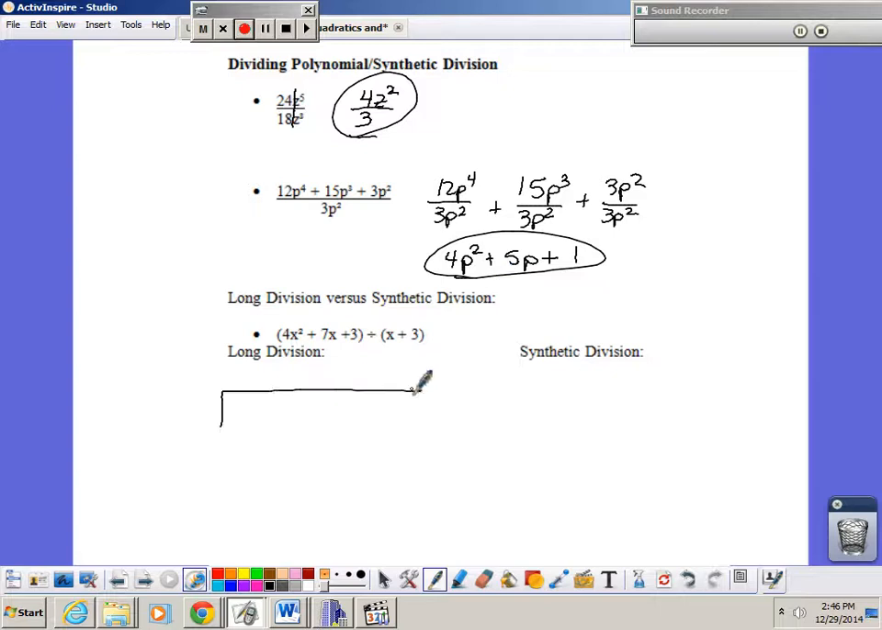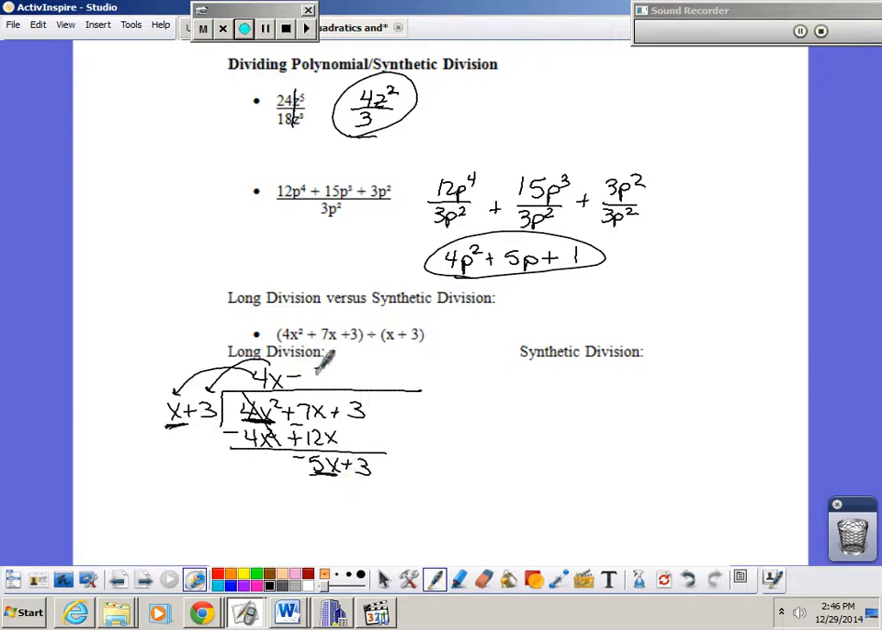Long division, you put the dividend inside, divisor on the outside, and you want to make this look like this. So I need a 4x. 4x times x is 4x squared. 4x times 3 is 12x. Then you subtract, so you change a sign, change a sign. This first term should always drop out. And I have negative 5x plus 3. I make this look like this, so I put negative 5. Negative 5 times x is negative 5x. Negative 5 times 3 is negative 15. Change the sign because I'm subtracting. 18. That's my remainder. So it's plus 18 over x plus 3.